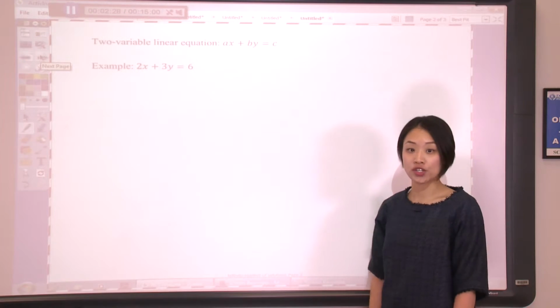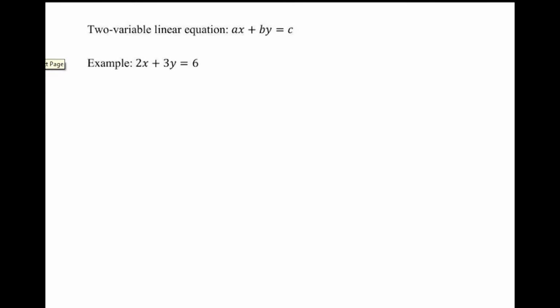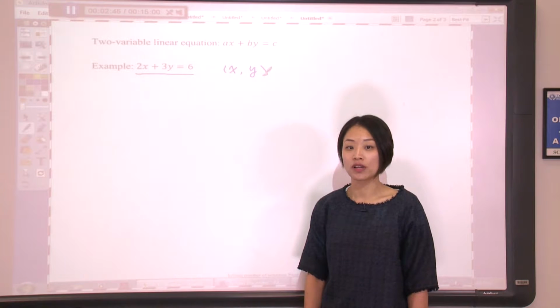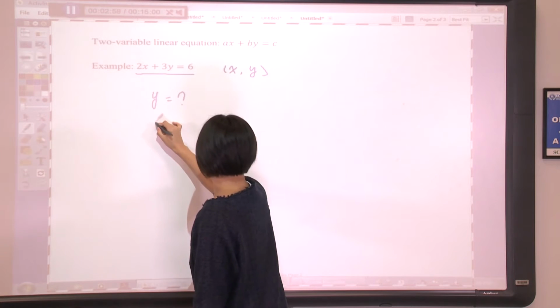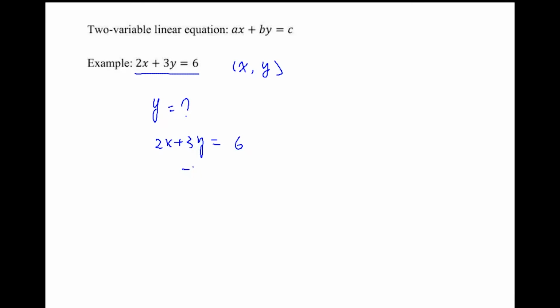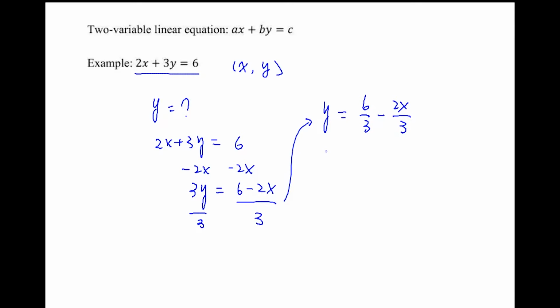Let's start from the two-variable linear equation, ax plus by equals c. For example, 2x plus 3y equals 6. We want to find its solution set with ordered pair (x, y). The method will be straightforward. We only need to solve for y. In order to solve for y, first I need to isolate the term involving y. So let's start by subtracting 2x on both sides, which gives 3y equals 6 minus 2x. And then we divide by 3 on both sides. We're going to have y equals 6 over 3 minus 2x over 3. After simplification, y equals 2 minus 2/3 x.